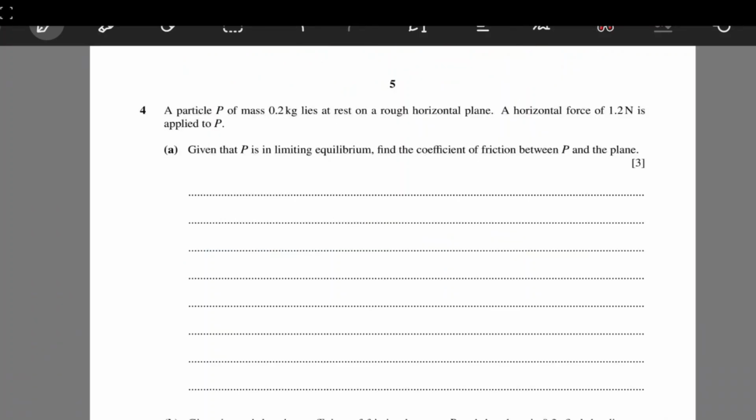This is question 4. A particle P of mass 0.2 kg lies at rest on a rough horizontal plane. A horizontal force of 1.2 newtons is applied to P. Given that P is in limiting equilibrium, find the coefficient of friction between P and the plane. Before solving anything, let's draw a rough sketch. There is a particle P of 0.2 kg mass, and a force of 1.2 newtons is being applied. Since it's on a rough horizontal plane, there must be a force of friction opposing this force. They stated that P is in limiting equilibrium, so friction is equal to the 1.2 newton force.